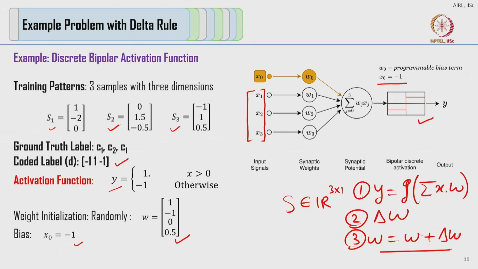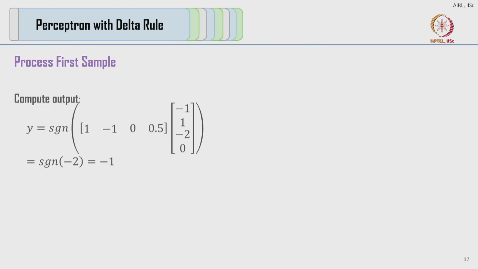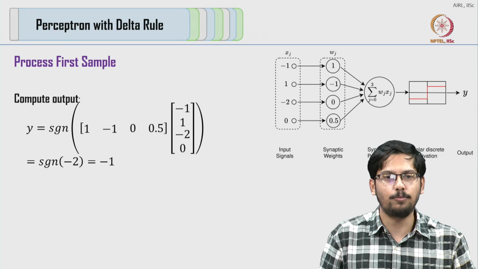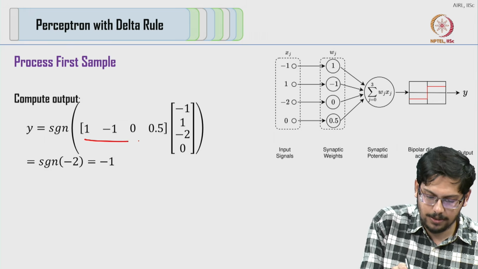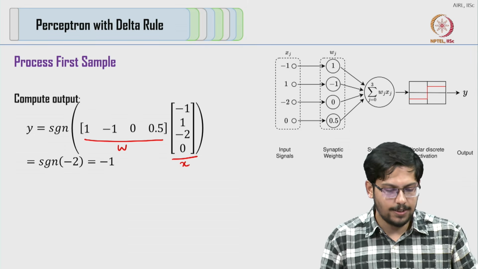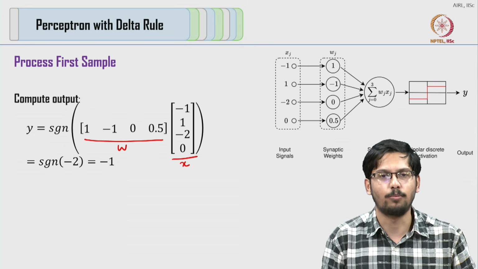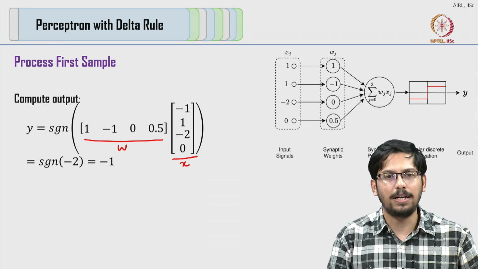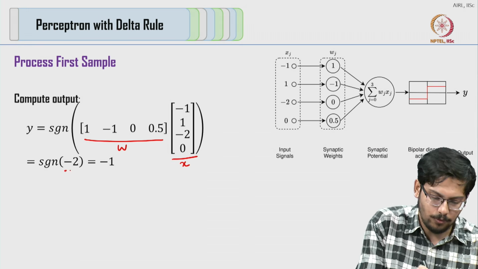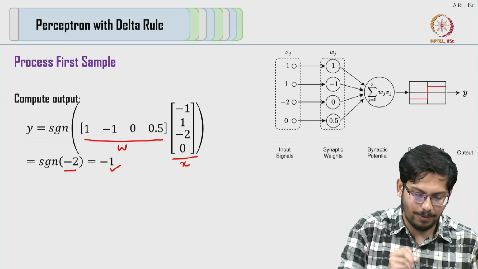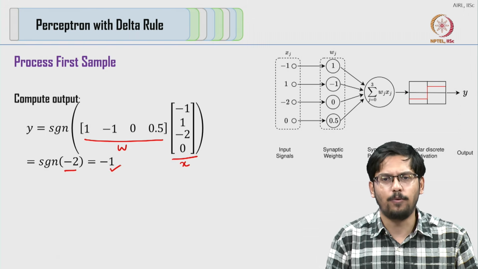So these are the 3 steps that we will follow for this example. For the first sample, we will compute the output for a given input S1. This is given by W, and this is the input X. W is 1, -1, 0, 0.5. X is given as -1, 1, -2, 0. When we multiply this, we get -2, and once it's passed through the activation function, the value of y results to -1.